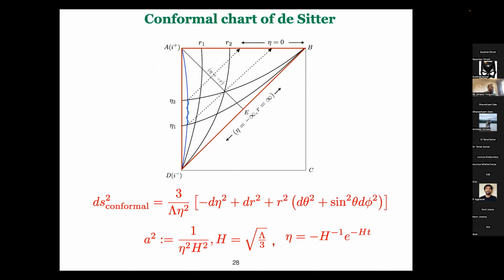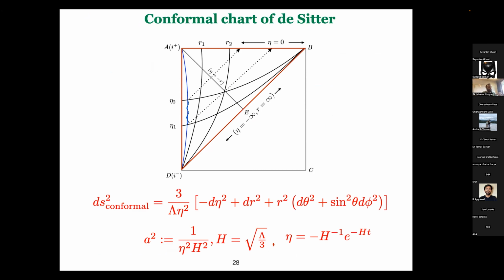Here we exclusively work on the conformally flat patch of de Sitter, which again covers the upper half of the triangle. And in eta or theta phi, it is conformally flat.